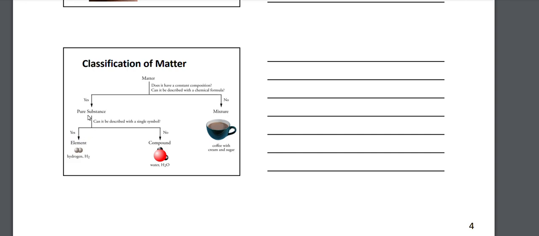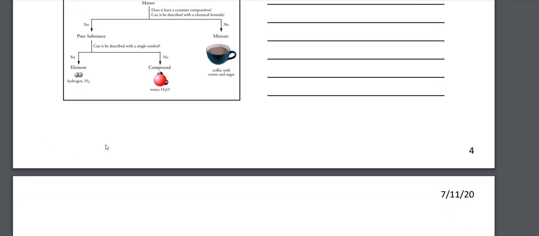So if it's a pure substance, it can be either a compound or an element. In other words, both compounds and elements are considered pure substances in this case, right? But they are different in their chemical bonding and their chemical formation. Compounds are formed from different elements bonded together. Elements are not.